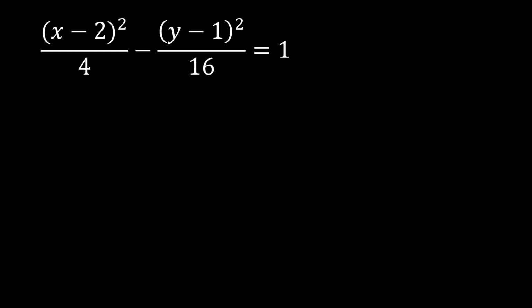This time, we are transforming a standard equation to a general equation. Let's start with (x minus 2) squared over 4 minus (y minus 1) squared over 16 equals 1.